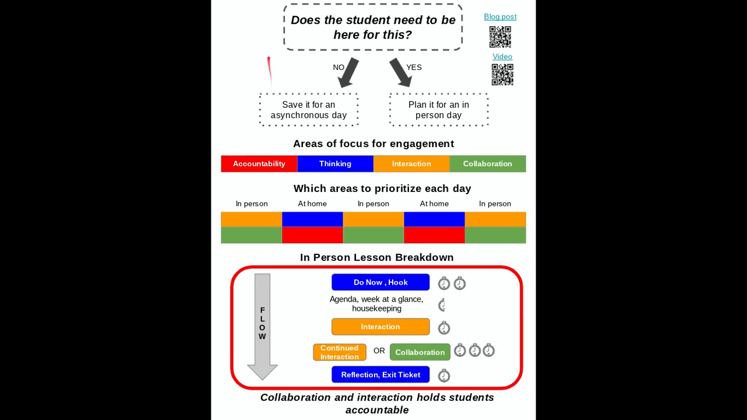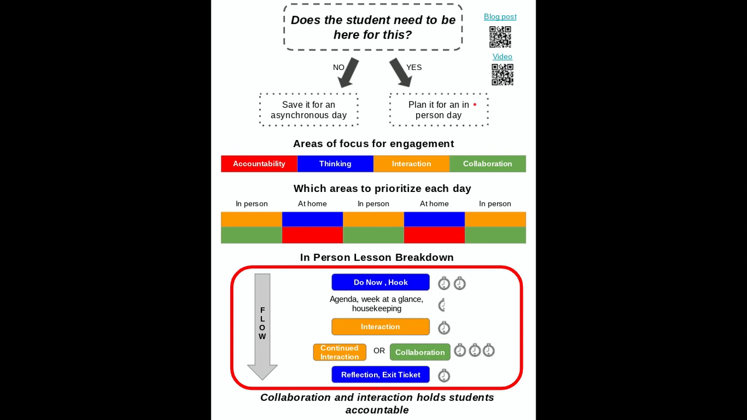So, the main question you want to ask yourself when you start any lesson is, does the student need to be here for this? If you answer no to that, then save that lesson or modify that lesson to fit into an asynchronous learning day. If you answer yes to this question or think a student would benefit if they were here for this, then plan it for an in person day.